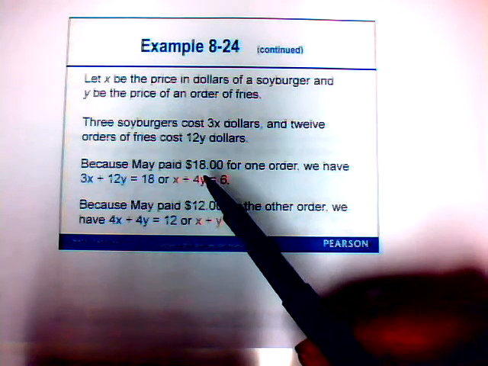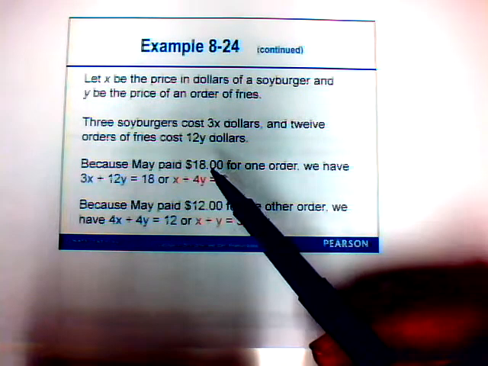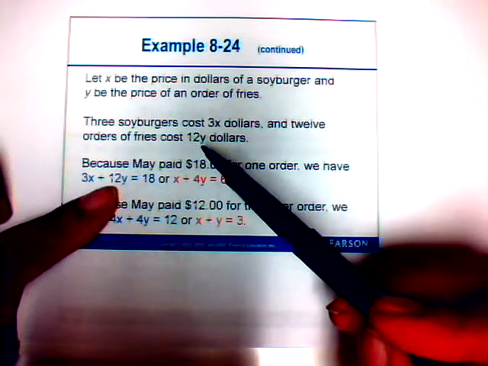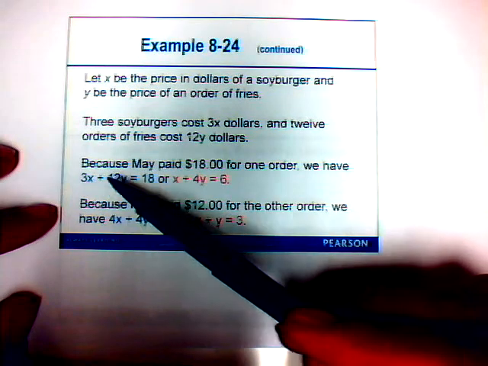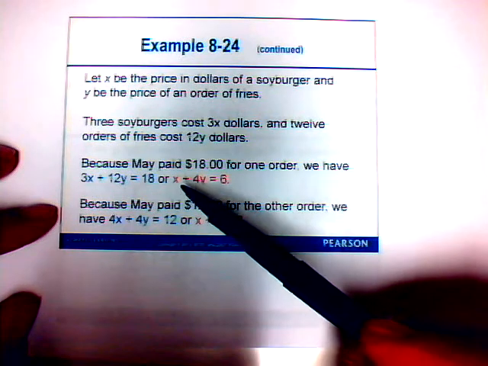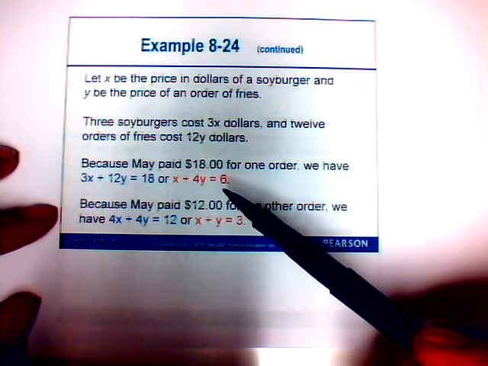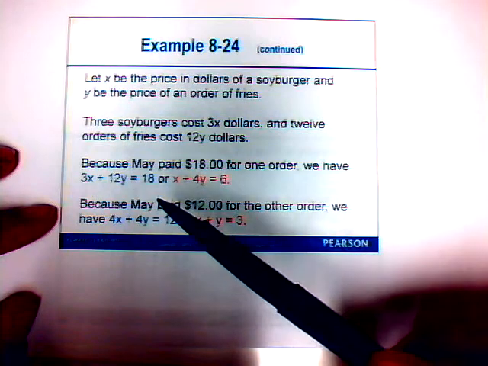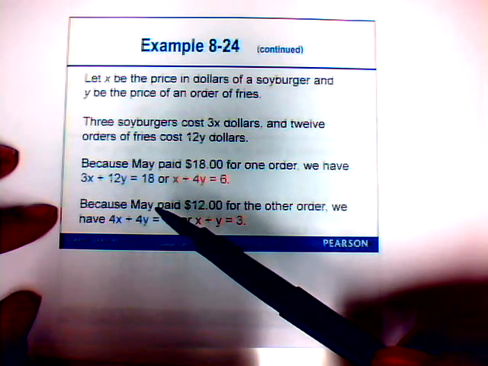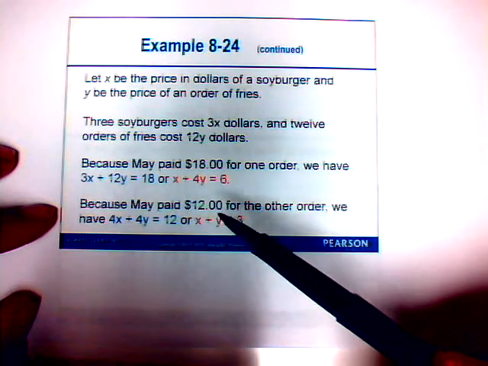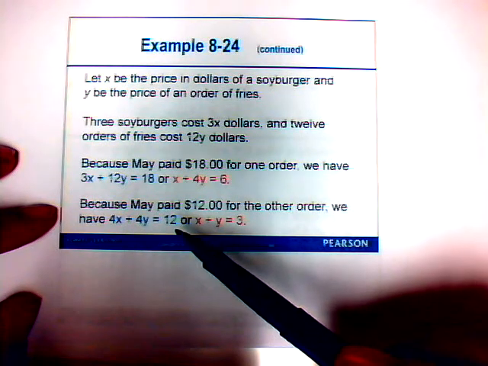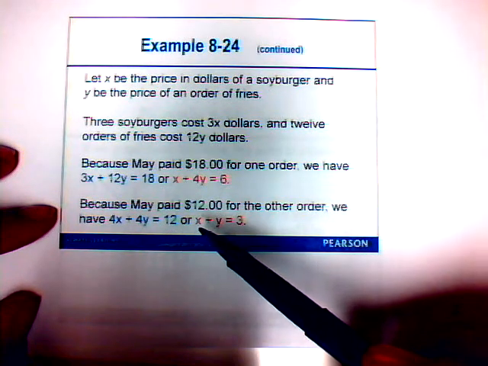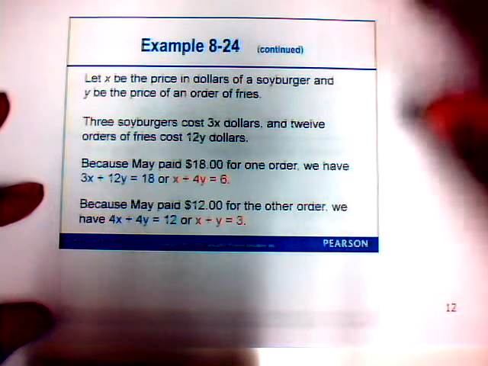Now, on one order Mei Chen paid $18, so that equation is going to be this: 3x plus 12y equals 18. Or, if you were to divide each and every term in this equation by 3, you'll get this equation: x plus 4y is equal to 6. That's equivalent to this one. Because she paid $12 for the other order, we have this: 4x plus 4y is equal to 12. Or you can divide each and every term by 4 in this equation. You'll get a simpler equation: x plus y is equal to 3.